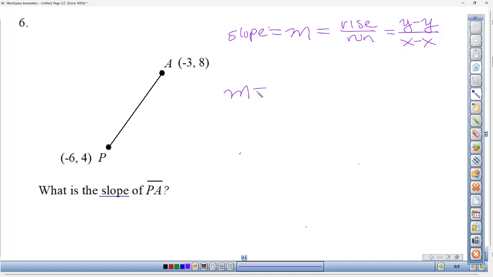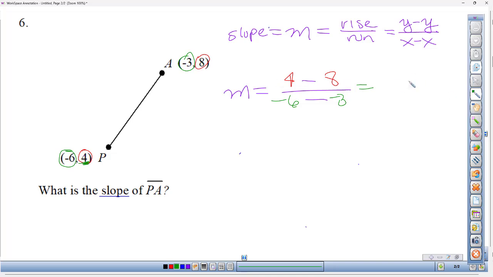So you know me, I like to fill out my formula first and then drop the numbers in. So y's on top, I'm going to go with 4, take away 8. Okay, those are my y values. Now I'm going to do my x values. And do you notice I started with 4? So I should start with negative 6, take away negative 3. And once we work this out, we'll know the slope of this segment.